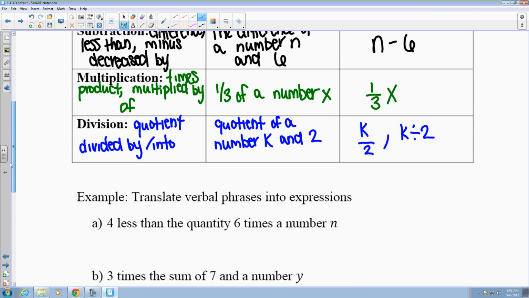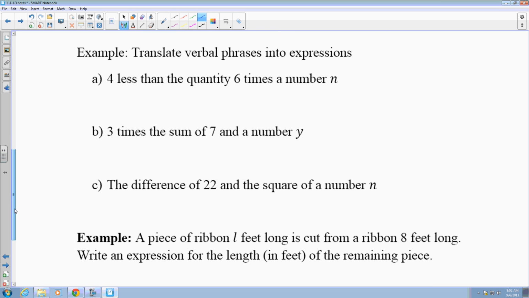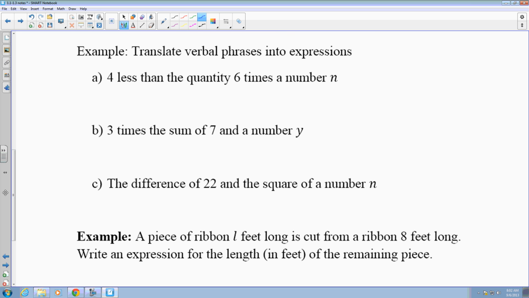Okay, now let's go ahead and translate some verbal phrases into expressions. A: 4 less than the quantity 6 times a number n. So like I was saying up above with the subtraction, the less than and difference are kind of confusing. This is saying that you have a quantity 6 times a number n, and that you are taking 4 less than that. So if we have 4 less than 6n, we're going to need to subtract it off. If that had said the difference of 4 and the quantity, it would have been backwards, but because it's less than, we need to make sure we put that in the correct order.